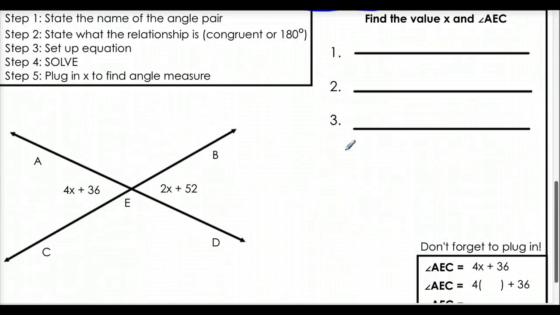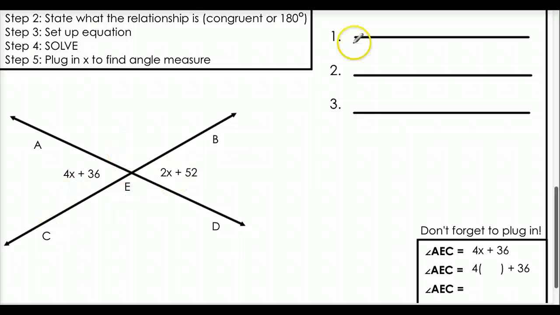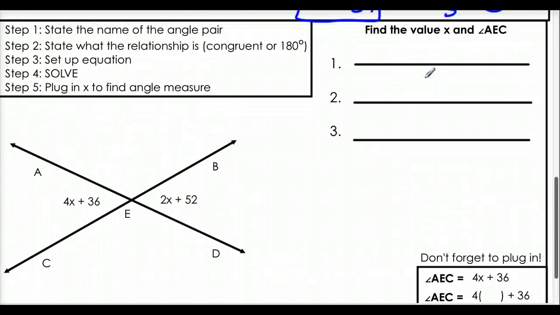Second problem. Let's try this again. We want to find out the value of x and AEC. To do this, we just have to start with x. So once again, let's follow the steps. We're going to state the name of this angle pair. These are vertical angles because these two are opposite each other. So we're going to write that these are vertical angles.